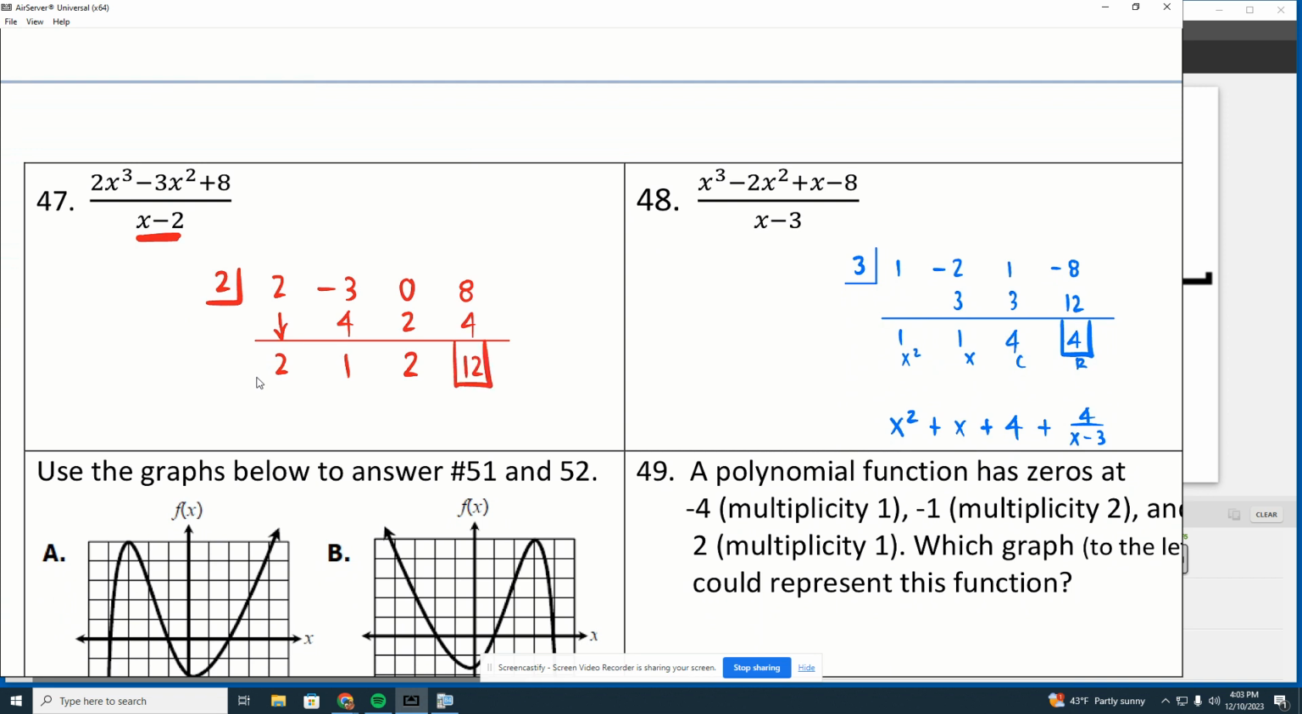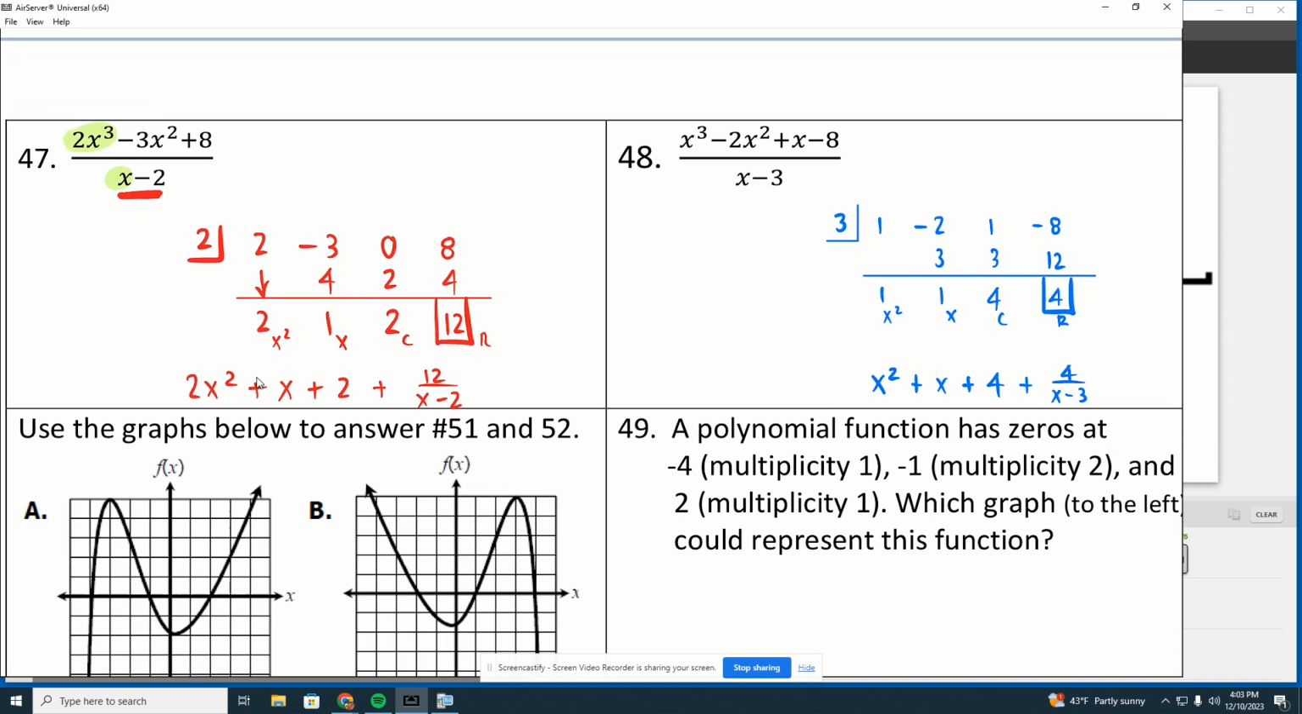So remember, I actually took my 2x cubed and divided by x. So naturally, it's going to wipe that down to x squared. So this first term is 2x squared, and then x, and then a constant, and a remainder. So my answer written as a polynomial is 2x squared plus x plus 2 plus 12 over my original divisor, x minus 2. Hope you find that to be very simple.